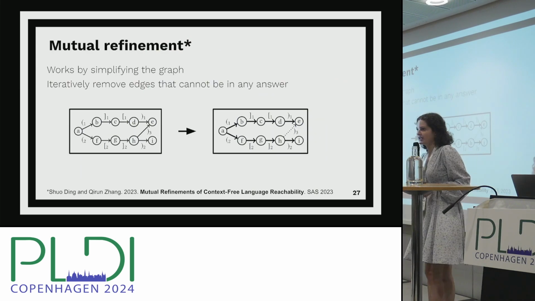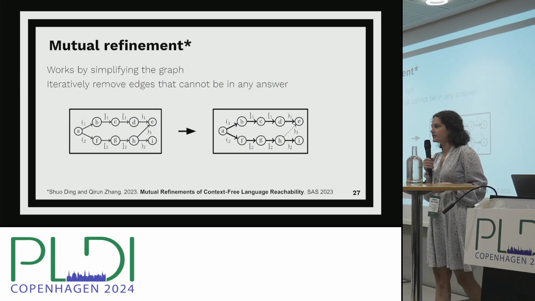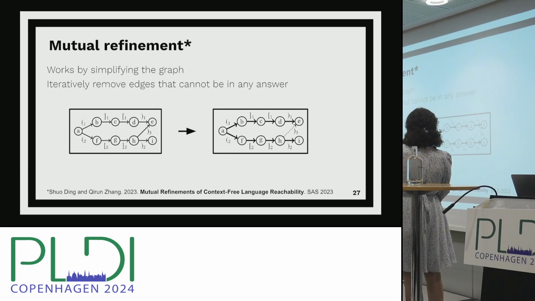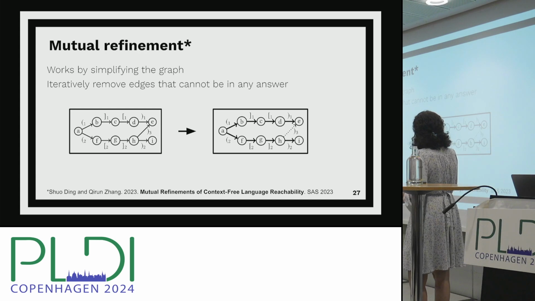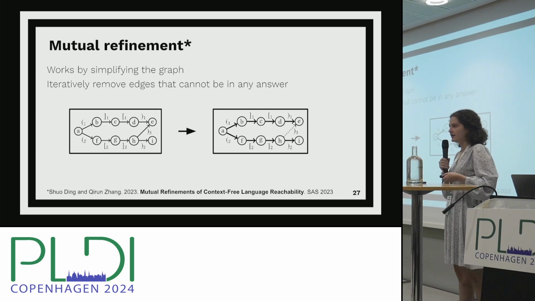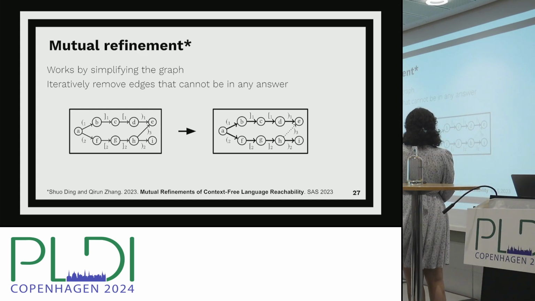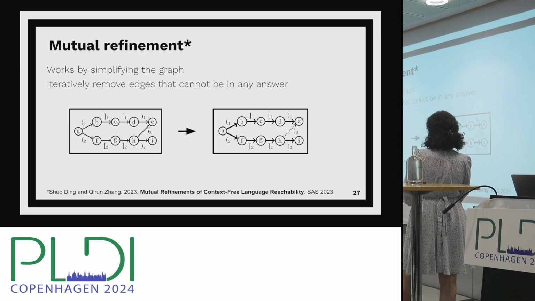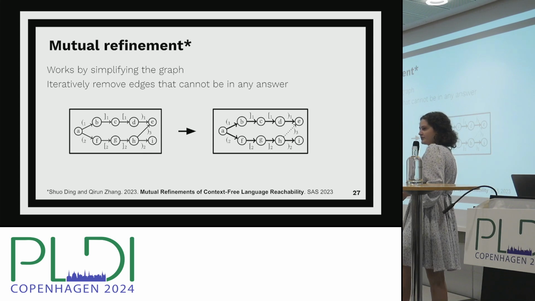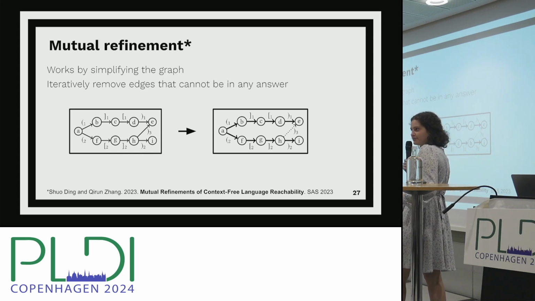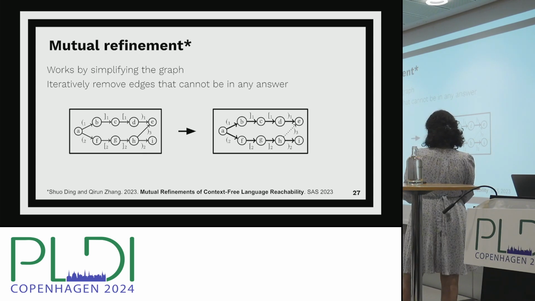Now let's talk about our first real algorithm, which is the mutual refinement, which was proposed by Schrödinger and Kirun-Zhang last year. And this works by iteratively simplifying the graph. If we look at this graph here, we have this closed parenthesis 3, but we don't have an open parenthesis 3. This means that this edge is never going to be part of a valid path, right? So we can just remove it from the graph.